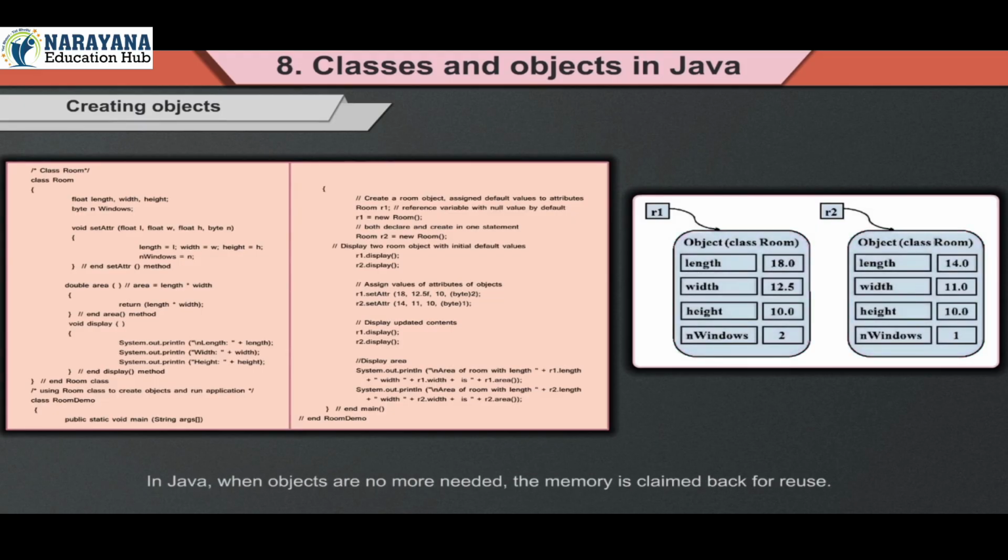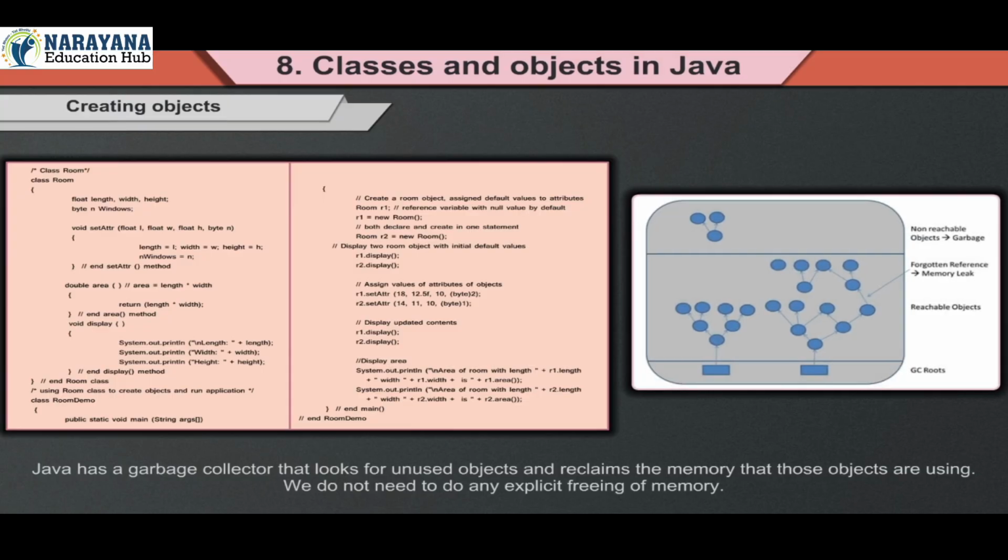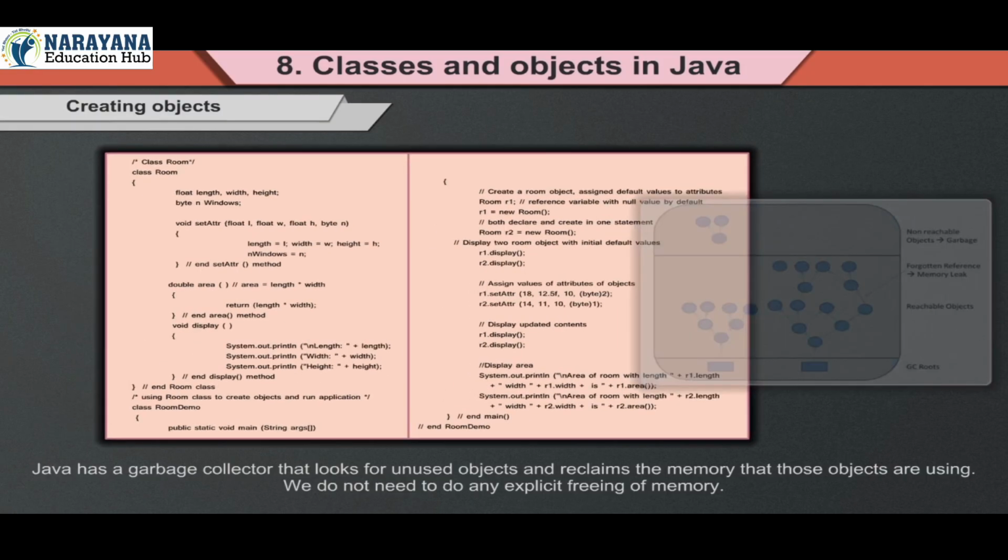In Java, when objects are no more needed, the memory is claimed back for reuse. Java has a garbage collector that looks for unused objects and reclaims the memory that those objects are using. We do not need to do any explicit freeing of memory.